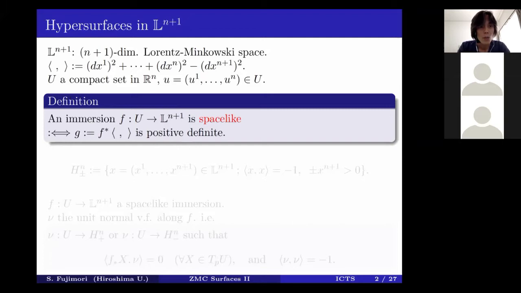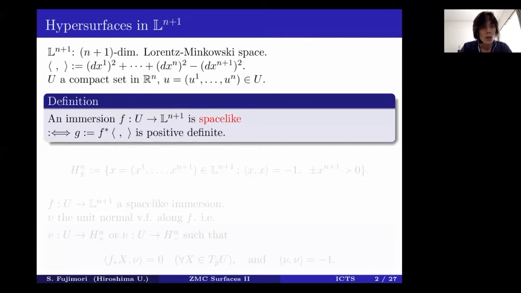Today I'll think about hypersurfaces as well. So let L^{n+1} be the (n+1)-dimensional Lorentz-Minkowski space, and this is the inner product of this space, where the last component has a minus sign. And let U be a compact set in R^n with this local coordinate. An immersion F from U into L^{n+1} is space-like if the induced metric is positive definite.